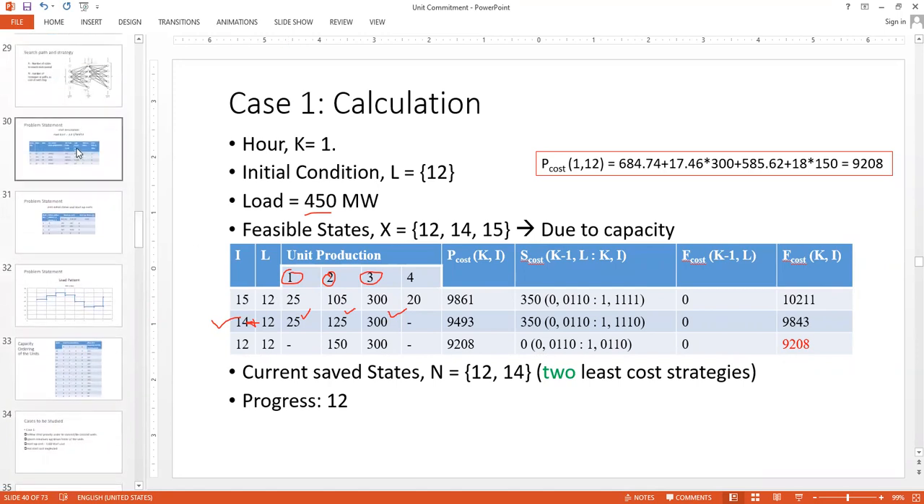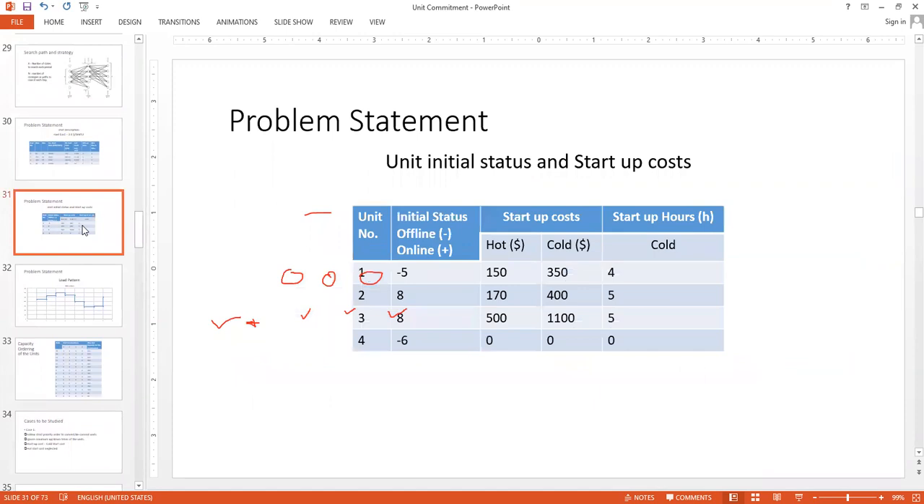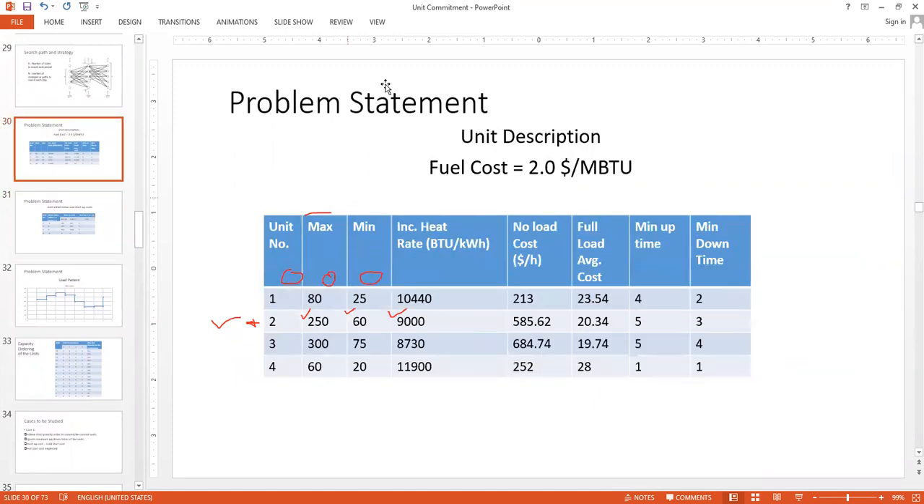Okay, so now we have to take care of the minimum generation limit for unit 1 and unit 2. Let's see, where is the capacity? Yeah, here is the capacity. So now if we look at this unit capacity table, we have to take unit 1, 2 and 3. The 4 is off, no problem. So again, we look, okay, the demand is 450, remember, demand is 450. Now the question is, our target would be to minimize the cost.